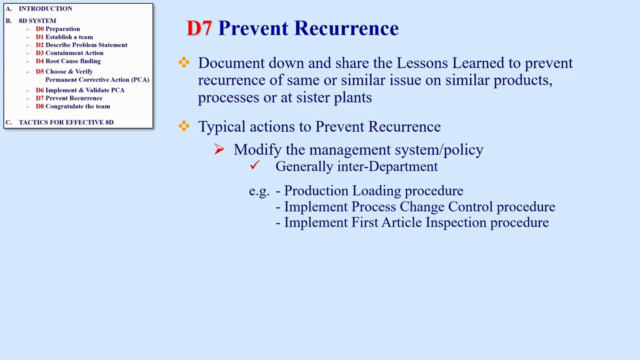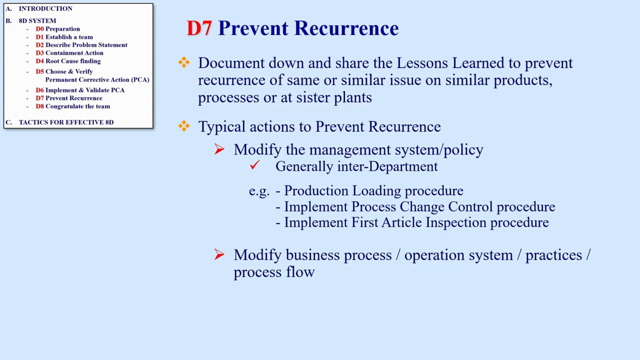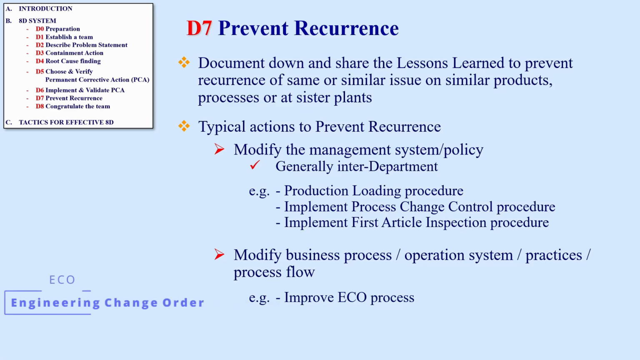the production a bit. Another typical action to prevent recurrence is improving business process, operation system, operation practices, or process flow. For example, improve the ECO process. ECO stands for Engineering Change Order. Enhance the ECO process by defining what types of changes need additional third-party approval. For example, the third party could be a quality engineer, if the changes might impact quality.